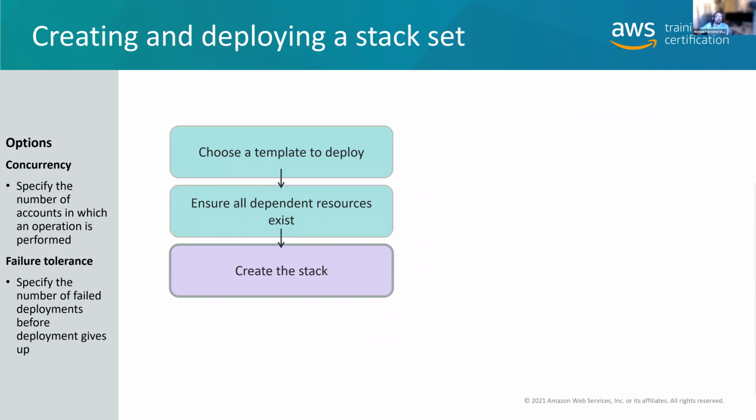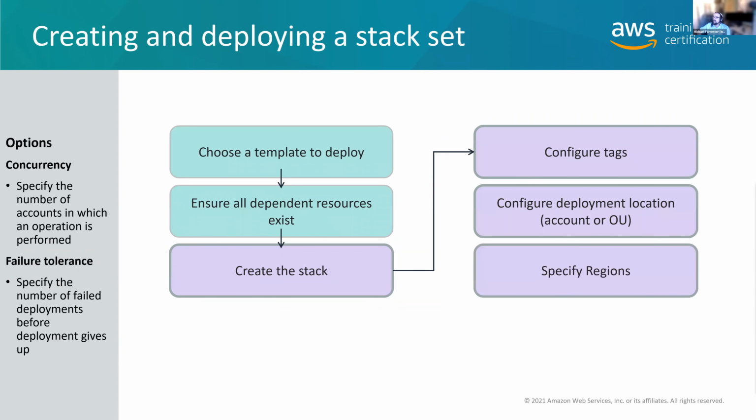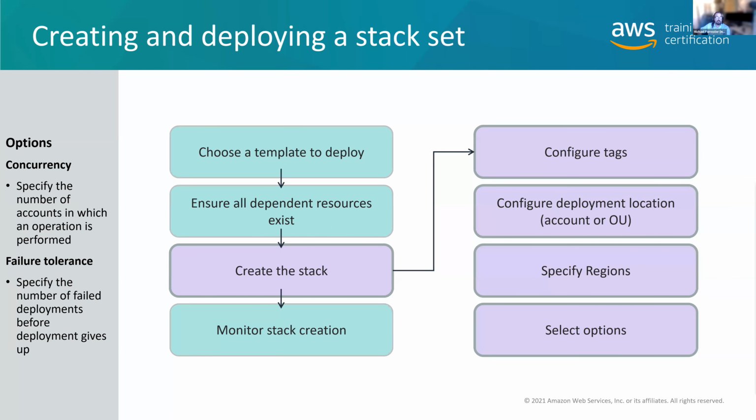Let's see, choose a template. Make sure that, there's a line here that says ensure all dependent resources exist, because if you create a stack that relies on other stacks, like let's say you create an ECS stack that requires a networking component, I want to make sure that exists, right? Then you create the stack, you monitor the stack creation, and then you configure the tags and the OUs and specify the regions, right? So it basically allows you to use that single CloudFormation template to create the stack, right?